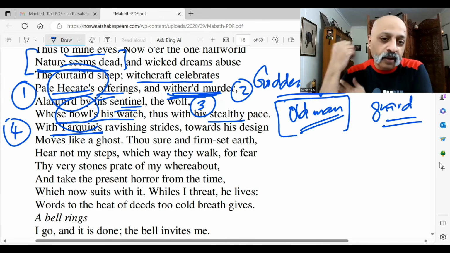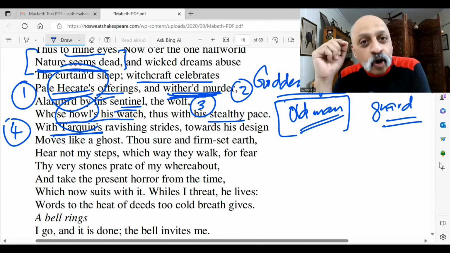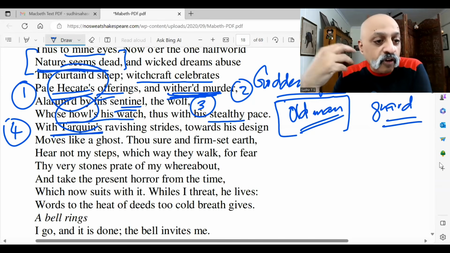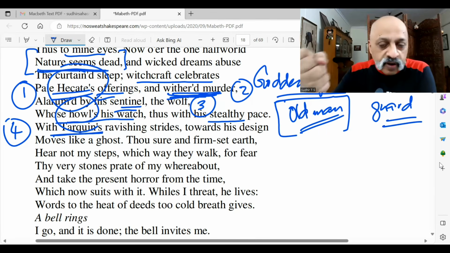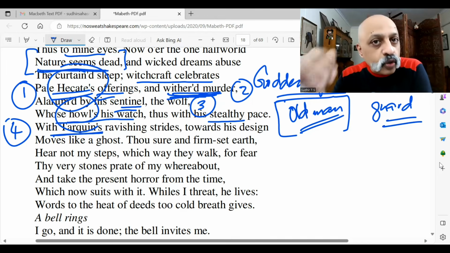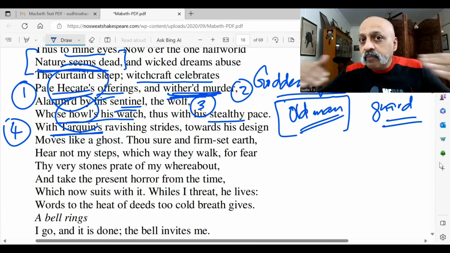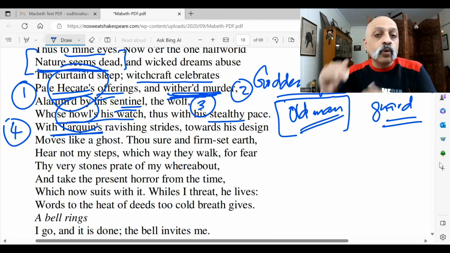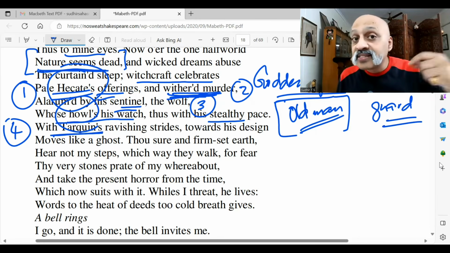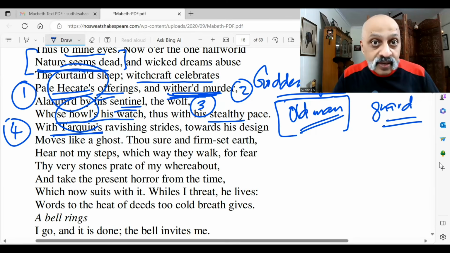मेरे रोंगटे खड़े हो रहे हैं. I mean, he's saying, "Thou sure and firm set earth, hear not my steps, which way they walk, for fear thy very stones prate of my whereabouts." So he's saying that firm set means that earth is very solid, it's firm ground. He's saying don't listen to the sound, because when it is a firm ground, when you step on it, you are likely to hear it. अगर गीली मिट्टी होगी उसके ऊपर आप चलेंगे तो आवाज नहीं आएगी. So when there is a concrete kind of a ground flooring, you are likely to hear the sound of the footsteps. So he does not want the floor to hear the footsteps of Macbeth.